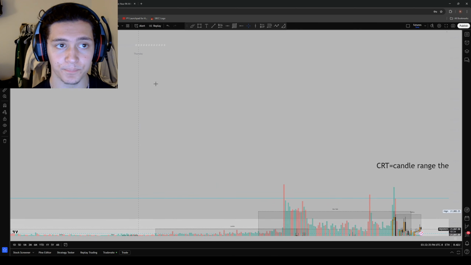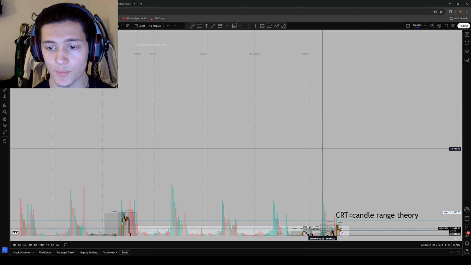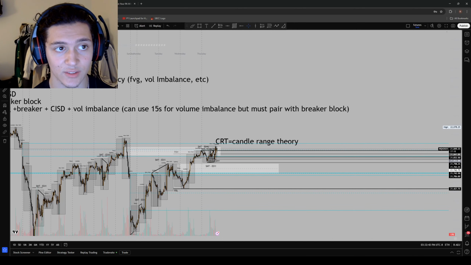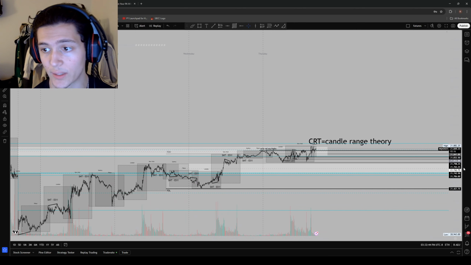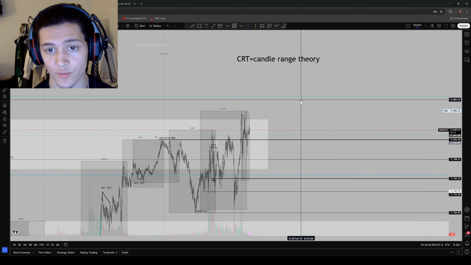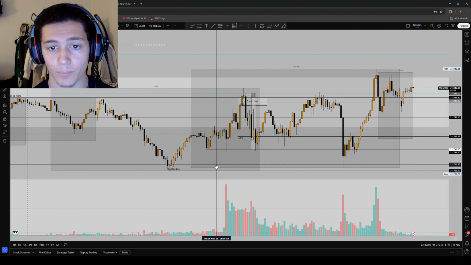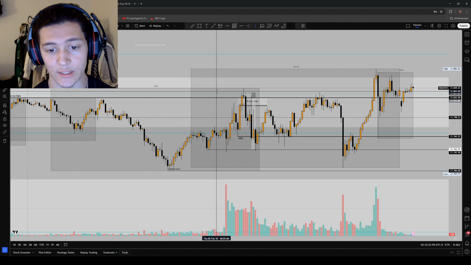So like I said, this comes with either 5-minute CRT or CISD. So changing the state of direction is what we got here today, which is the basis for all of my low time frame entries. So as you can see, market opens right here at 6:30.